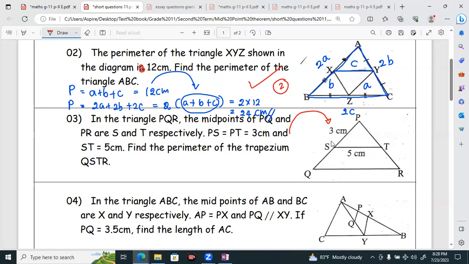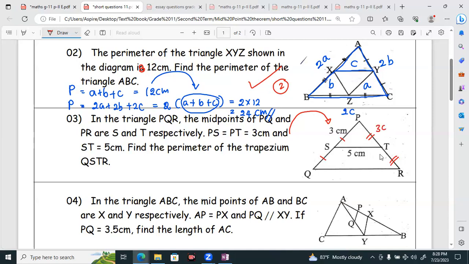In the triangle PQR, the midpoints of PQ and PR are S and T respectively. So what I can do is mark it like this. We mark the midpoints. PS equals PT equals 3 centimeters. PS and PT are given as 3 centimeters. And ST equals 5 centimeters.